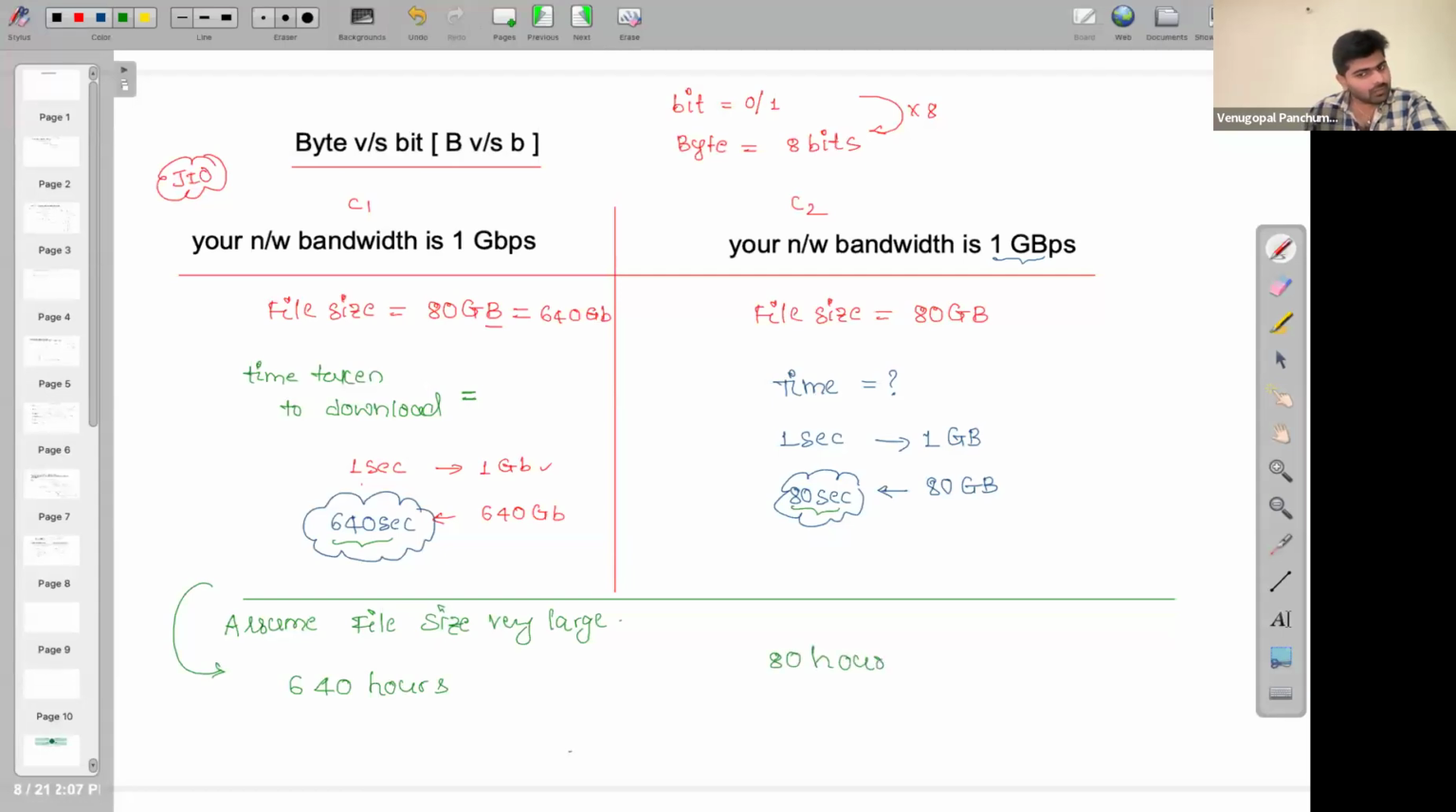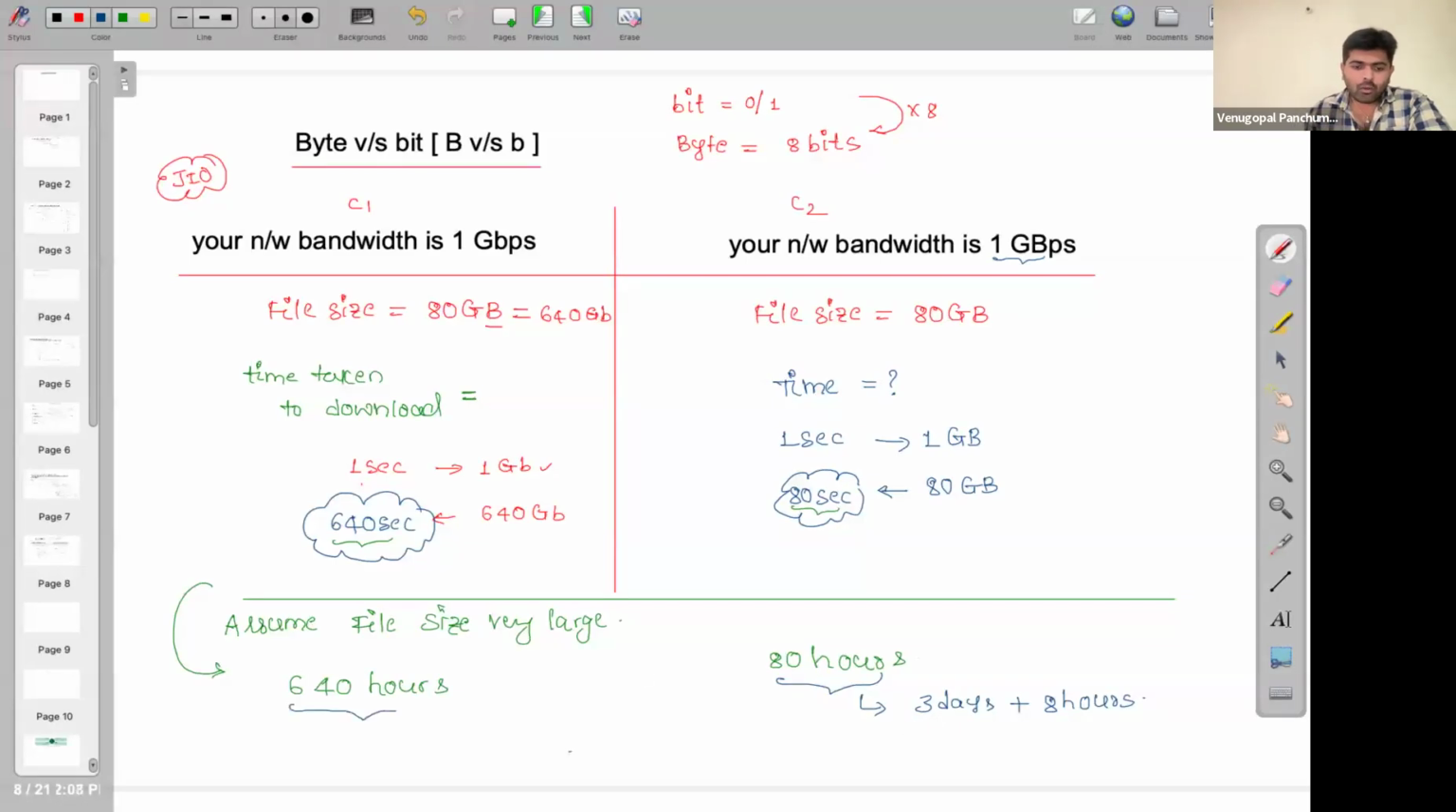80 hours. So roughly how many days is it? 80 hours means roughly how many days? 3 days? Not 3, I think 4 days is required, because in 3 days you have 72 hours only. So 3 days plus extra how many hours? 3 days is 72, so an extra 8 hours is required. So roughly 3.5 days.